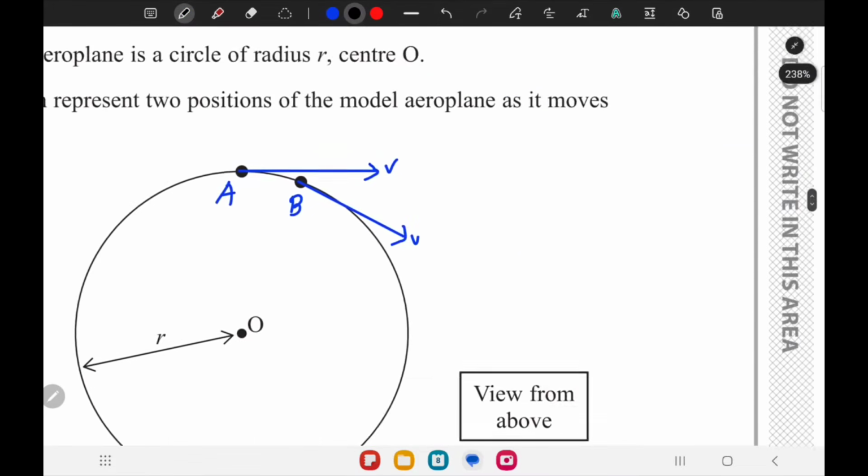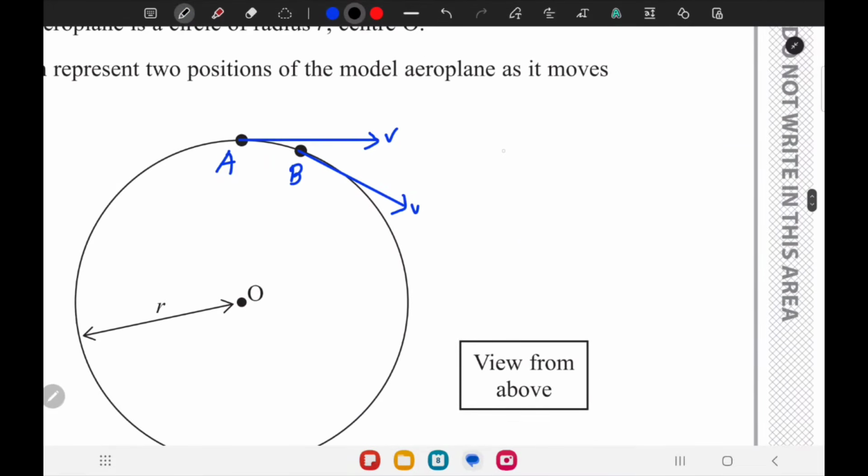Now if we represent the change in a vector diagram, we'll have velocity of A in this direction, the velocity of B in this direction. The change would be this. This is the change in velocity. This is the velocity at A, this is the velocity at B. This angle over here will be very small, so we can write it as delta theta.